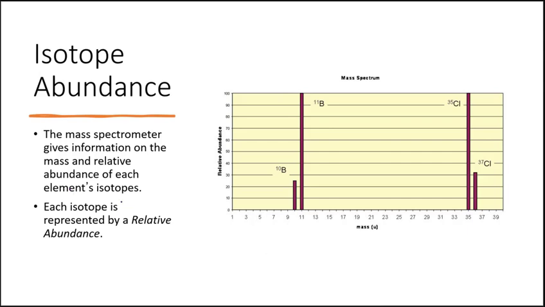Again, the mass spectrometer is giving us information on the mass and abundance of different isotopes. For example, we can look at a sample of boron and see that we have boron 11 and boron 10, and we have a greater abundance of boron 11. Same here with chlorine 35 and chlorine 37. We have a greater abundance of chlorine 35.